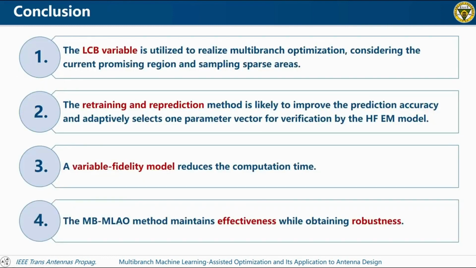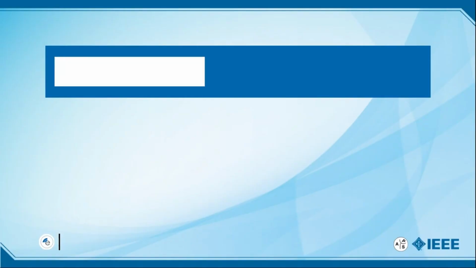At last, I will make a conclusion. The MBMLAO method has been presented to achieve a balance between exploration and exploitation in antenna design. For problems with different characteristics, different complexities, and different design specifications, the MBMLAO method maintains effectiveness while obtaining robustness.